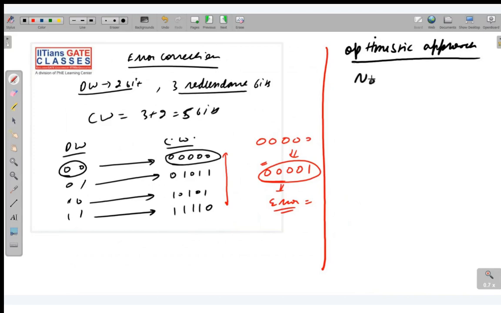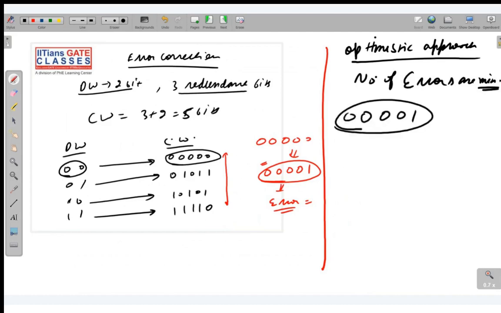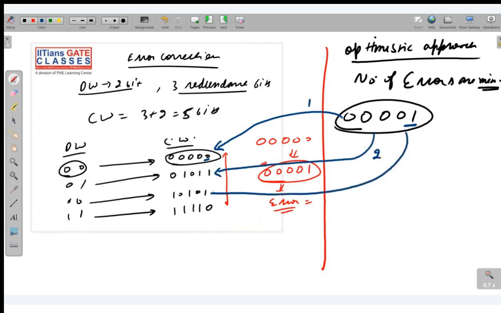So you will say the number of errors is minimum. Optimistic means the number of errors is minimum. Since the number of errors is minimum, I have received 4 times 0 and 1, so one by one, I will match it with this. You will say, okay, there is 1 bit error. If I match with this, I will say 2 bit error. If I match it with this, again 2 bit error. If I match with this, then 5 bit errors.